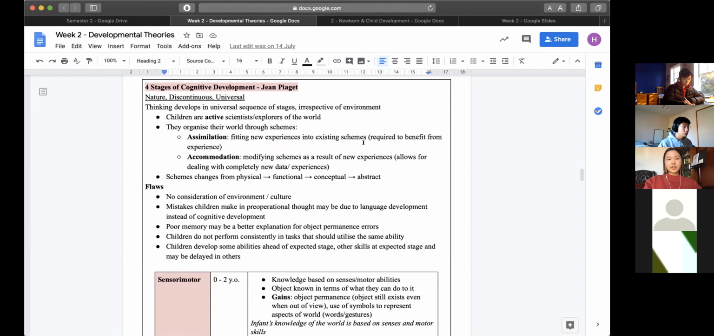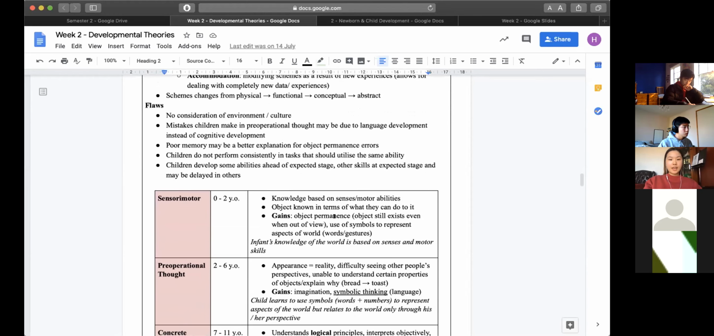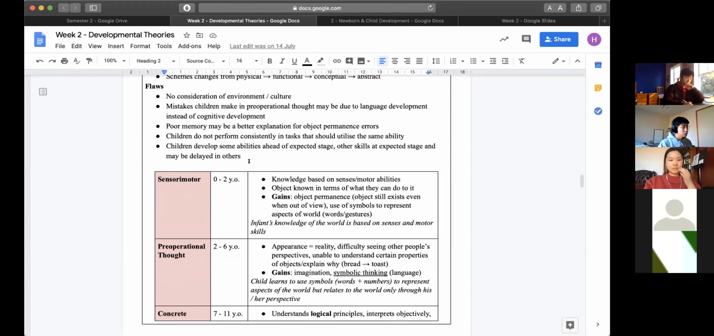Basically, what this theory goes through is that it believes that thinking develops in a universal sequence of stages, irrespective of environment. And basically, I've listed out some of the flaws here. There's no consideration of the environment or social and cultural factors, which nowadays we recognize is not exactly the way to approach healthcare.